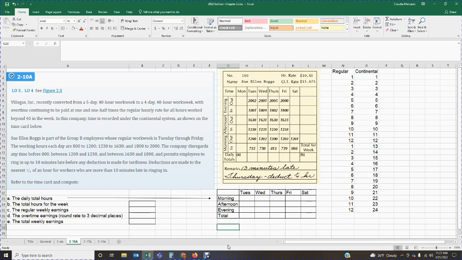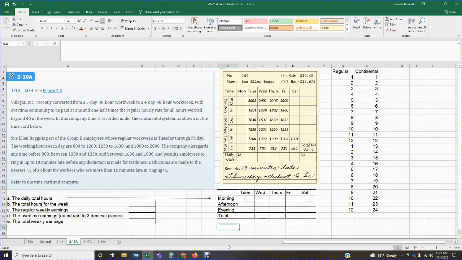Okay? So it says, in this company, time is recorded under the continental system as shown on the time card, and I've included the time card. Sue Ellen Boggs is part of the Group B employees whose regular work week is Tuesday through Friday. So she's going to work 10 hours on Tuesday, Wednesday, Thursday, and Friday. That's 4 days of 10-hour shifts. That's going to give her 40 hours per week.